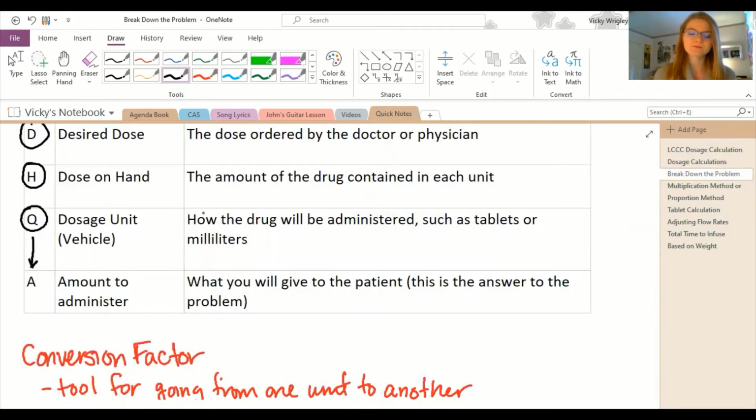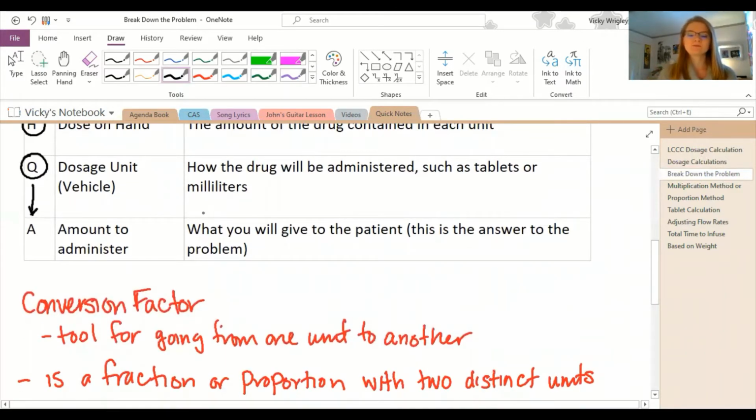As I said earlier, the root of every dosage calculation problem is going from one unit to another unit. And how do we do that? That's our second question. What information do we need to get us from one unit to another unit? How can we get there? That's where your conversion factor comes in. Your conversion factor is the tool for getting you from one unit to another unit, from the desired dose to the amount to administer.